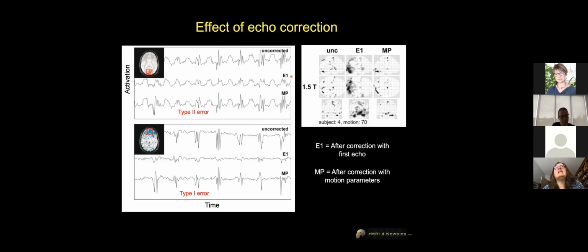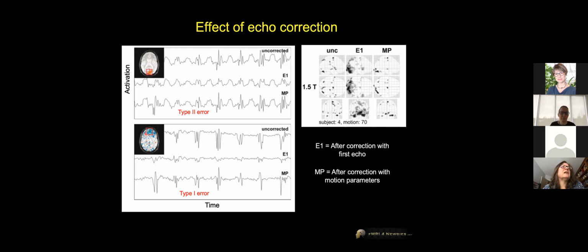But when you use this E1 situation here, this is when they use the first echo as a predictor of no interest to correct the signal. Then you can see you get a time course extracted out of visual cortex that looks like what you would hope it should look like. So you're closer to the ground truth with the first echo correction than you are with the uncorrected data or the conventional correction with the motion parameters.